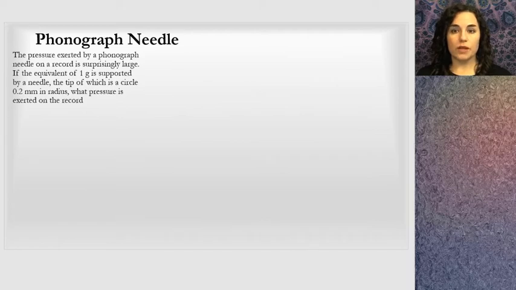The first example I picked out is the phonograph needle. The pressure exerted by a phonograph needle on a record is surprisingly large. If the equivalent of 1 gram is supported by the needle and the tip of the needle is a circle with a radius of 0.2 millimeters, what pressure is exerted on the record?